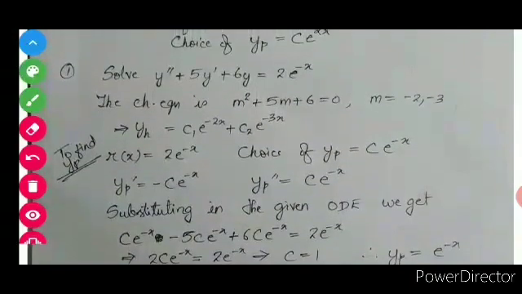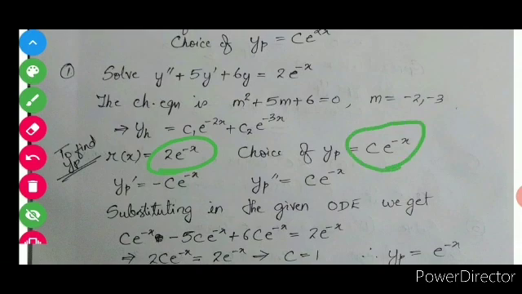So here you look at what your right hand side is. R of x is equal to e raised to minus x. So your choice of YP should be c e raised to minus x. That is any constant multiple of e raised to minus x. Next thing is you find YP dash and YP double dash. You find its two derivatives.